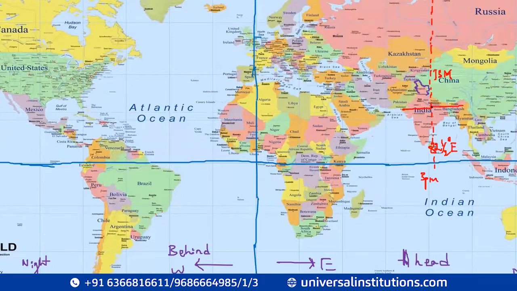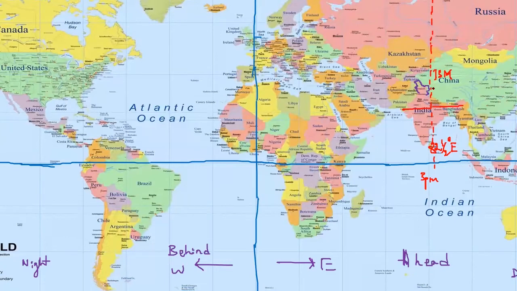So can I say this line passes through five states in India: Uttar Pradesh, Madhya Pradesh, Chhattisgarh, Odisha, and Andhra Pradesh. 82.5 degree passes through five states in India.